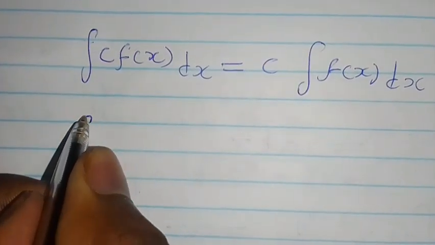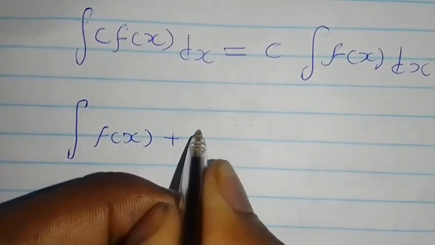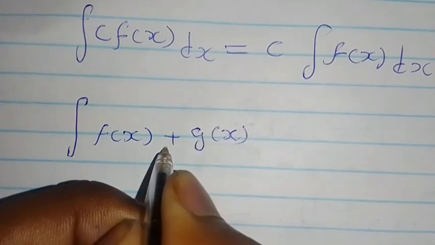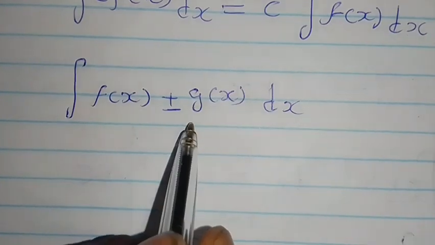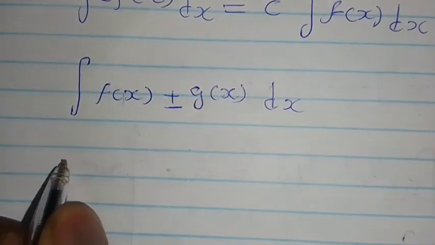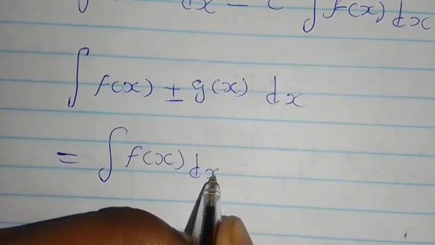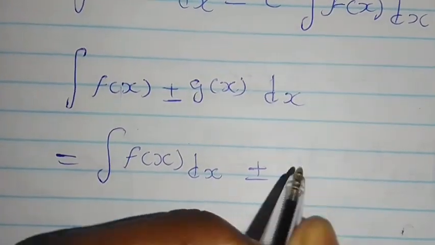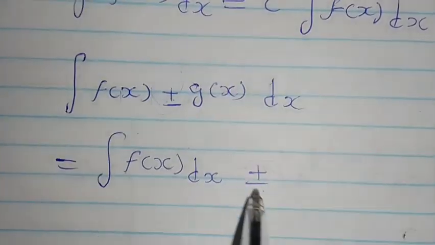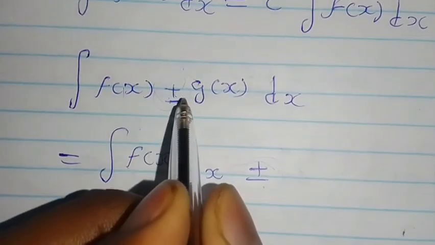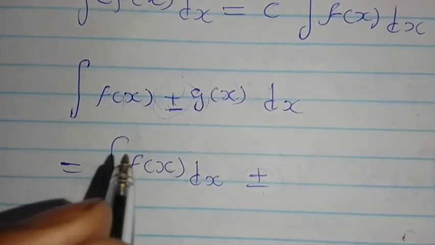Now, if I have the integral of f of x plus or minus g of x dx, if I'm integrating the sum or a difference of two functions, this will be the same as the integral of f plus or minus. If they put minus here, you'll put minus here. If they put plus here, you'll put plus here. Don't write plus minus when you are doing your calculations.